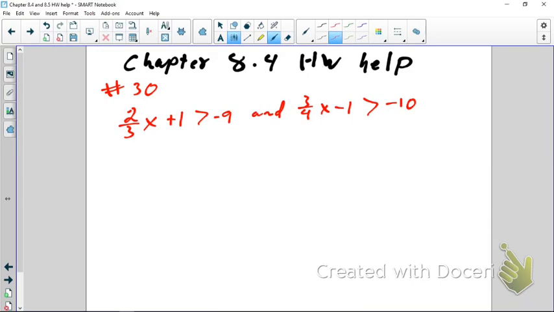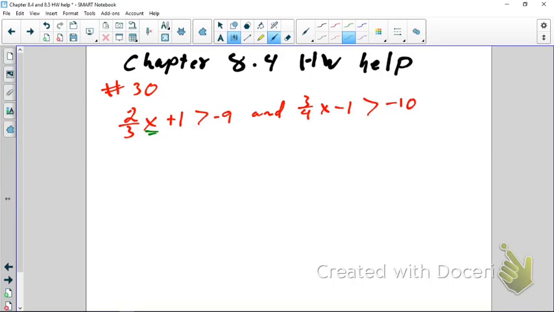So we're going to begin with problem number 30 from the book. I believe it's page 652. And what it's asking you to do is solve the given inequality, be able to get x by itself, right, to isolate it. The only way that we do that is we have to be able to recognize what's happening.